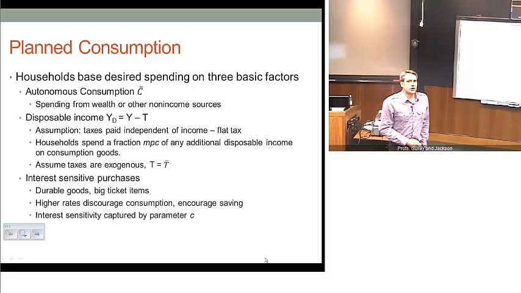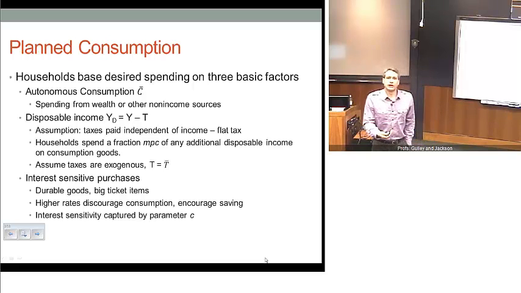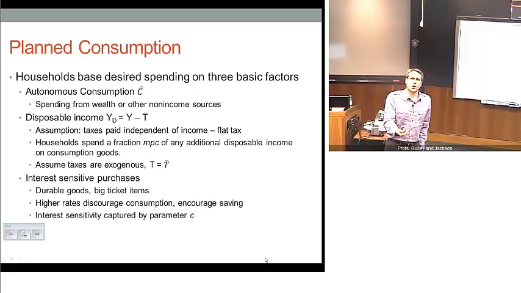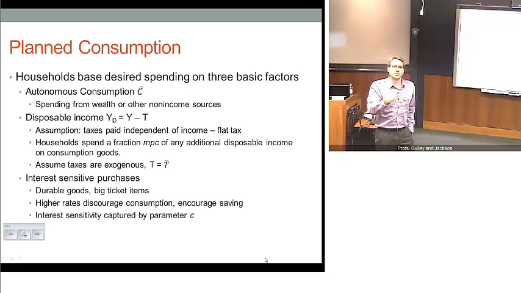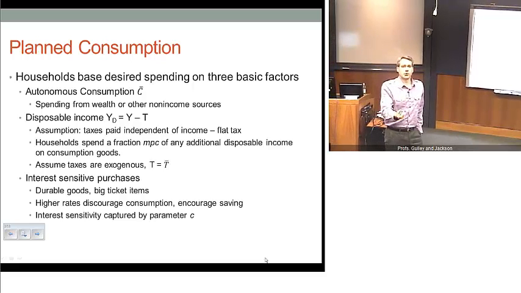And then the third piece, which could sometimes be important, is thinking about interest sensitivity to consumption. So households might buy really expensive things like cars and automobiles and washers and dryers and refrigerators. Those things are expensive, and sometimes they're bought on credit. So consumption could be sensitive to changes in the interest rate. And again, the basic notion is as the interest rate rises, it becomes more costly to borrow to purchase these consumption goods. So the incentive to consume goes down and the incentive to save goes up.